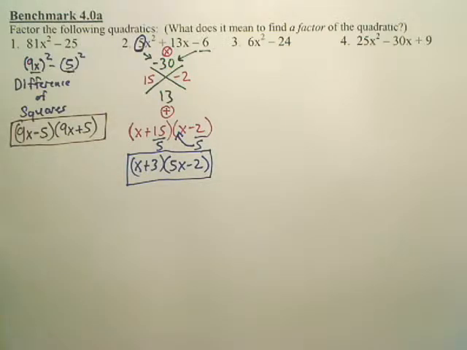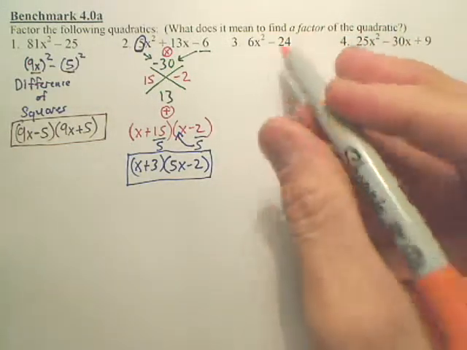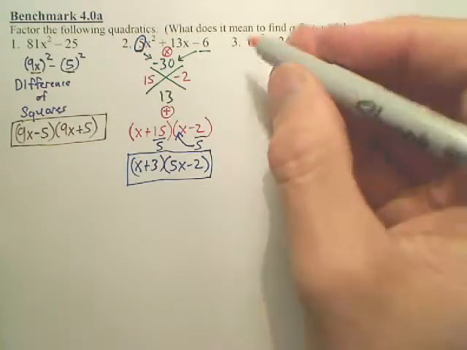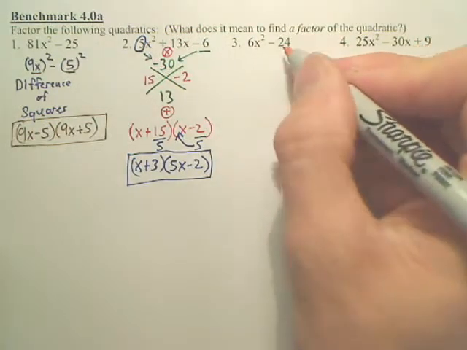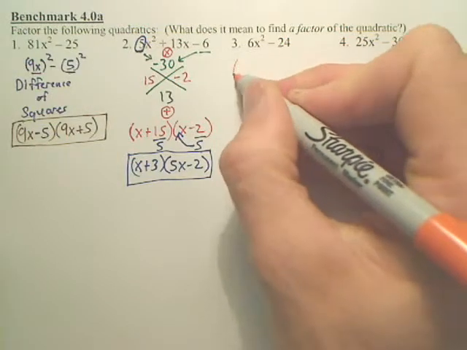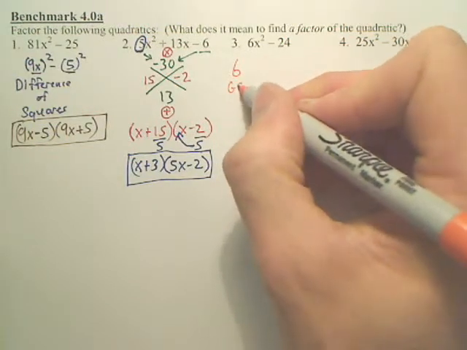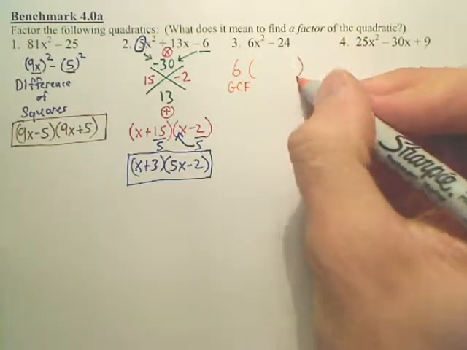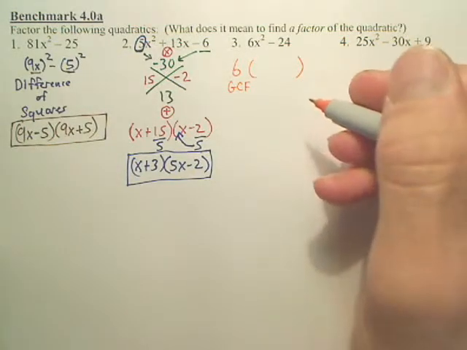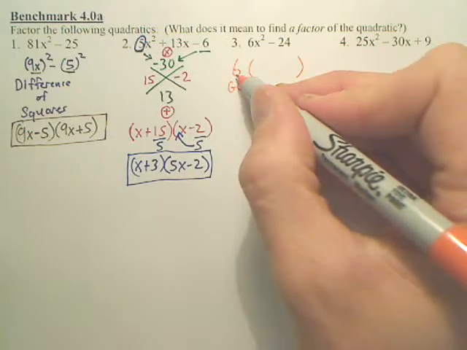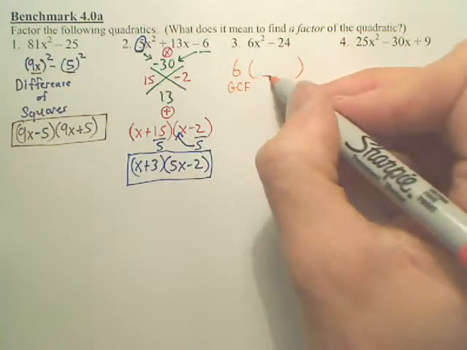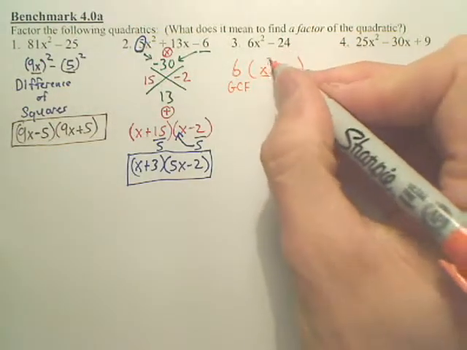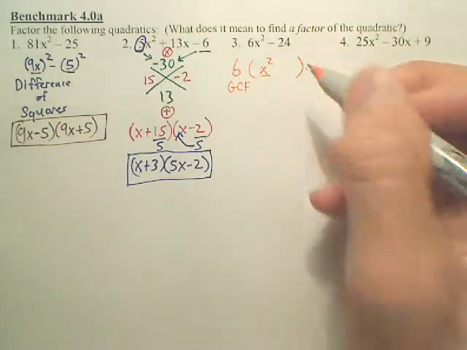Number 3. Is there a GCF? Yes, there is. What goes into 6 and 24? 6. 6 is your greatest common factor. GCF. Greatest common factor. Now, what's left, when you pull these 6 out, 6 times what gives you 6x squared? X squared. 6 times what gives you negative 24?